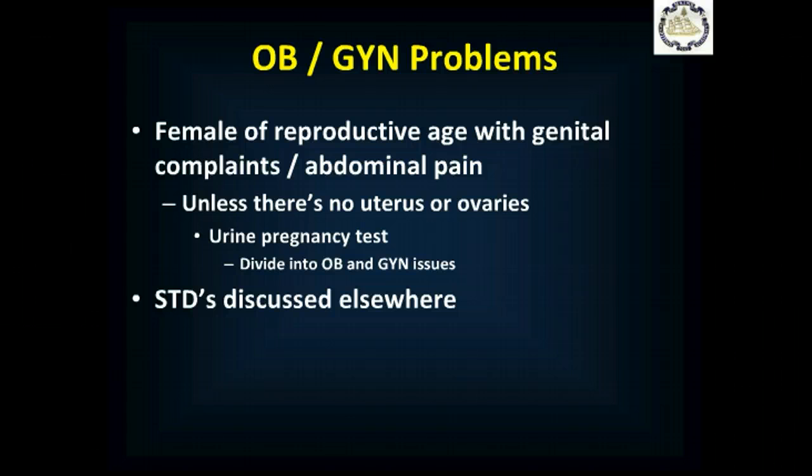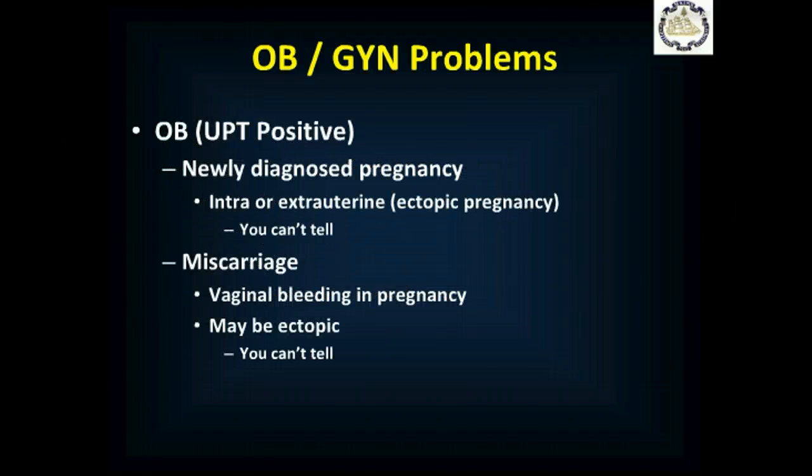So only if they have no uterus or no ovaries do you not get a pregnancy test, because that divides the issues into early obstetric emergencies or gynecologic emergencies. And sexually transmitted diseases are discussed elsewhere. So if your urine pregnancy test is positive, then you're going to assume it's an obstetric emergency. And you essentially are making a new diagnosis of pregnancy.